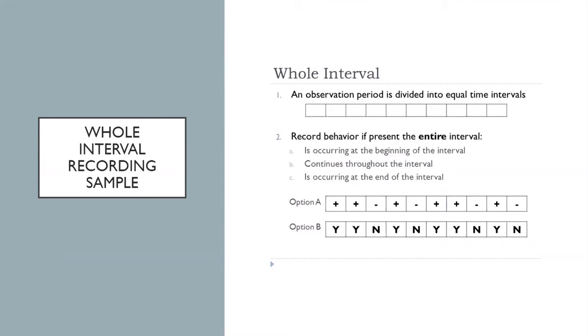This is an example of a whole interval recording data sheet. We are looking for behaviors that occur the entire interval. So as you can see, the person recording the data indicated that by putting a plus or a minus, or a Y for yes or N for no.